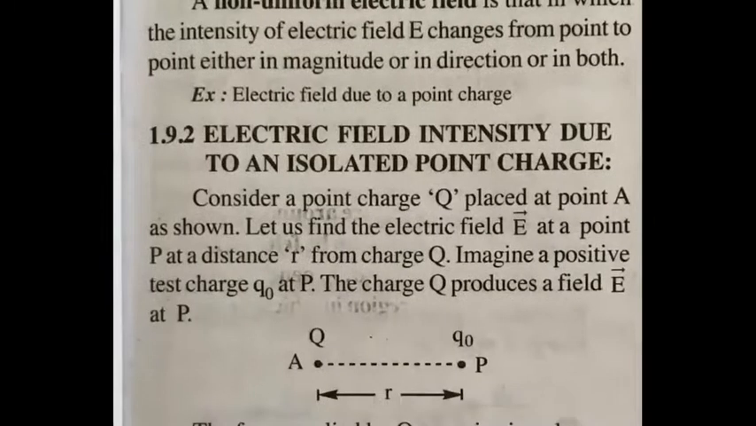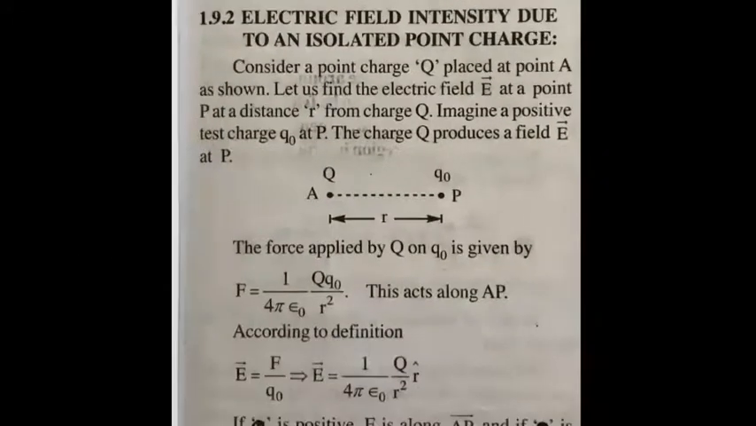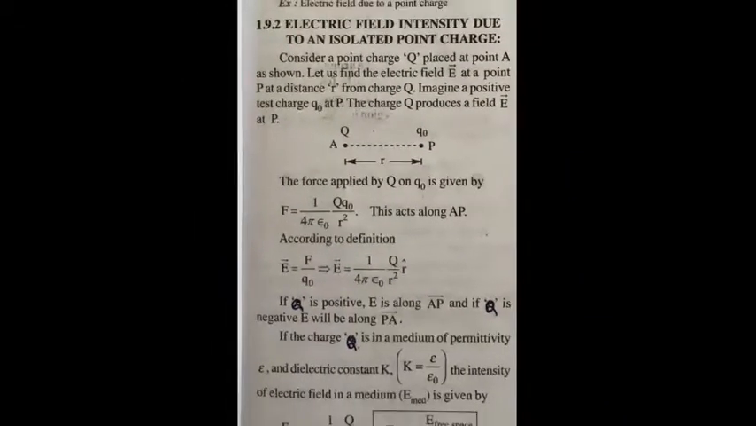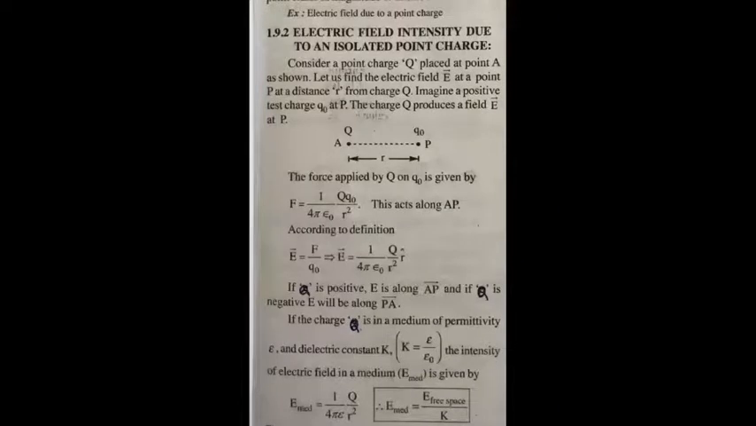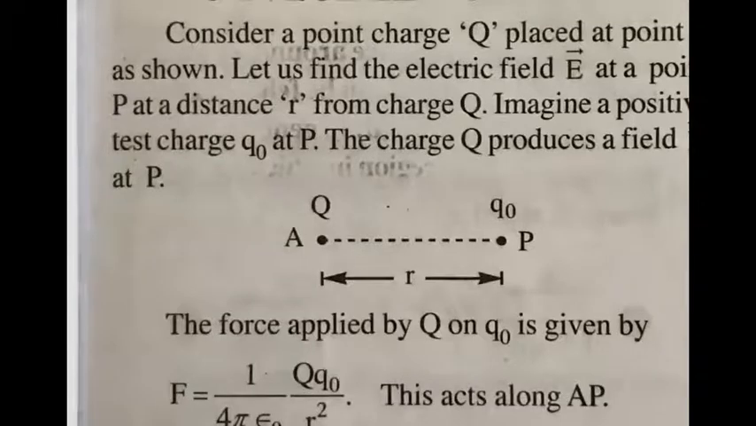Now this one will come as an NCERT question: electric field intensity due to an isolated point charge. I think we already derived this, we are just doing it again. See, just now I explained the definition of electric field, the same thing. Now here we are considering a charge capital Q placed at A, and we would like to find the electric field intensity at point B.